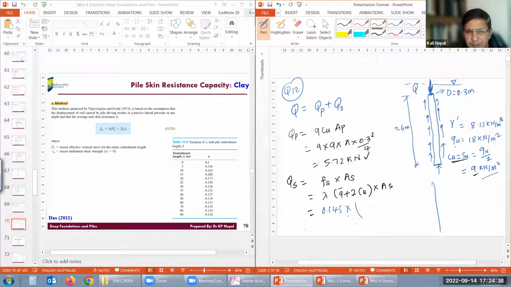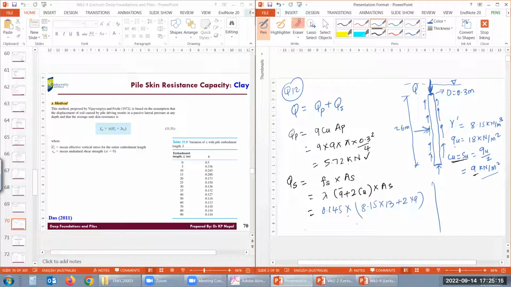So what is Q bar? What is the average gamma D? How much is gamma? 8.15 times what is the depth? Usually we take the average of all, so the center value is good enough. It is 13. Average friction along the shaft means we usually take the center. So plus 2 times Cu. Cu is 9.